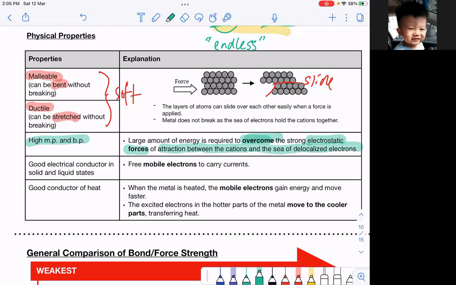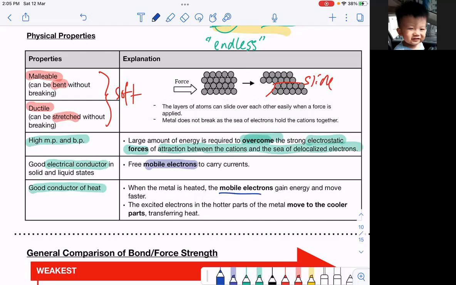Now, this one you can participate. Are they an electrical conductor? They are. Why? Because they have a lot of electrons that are mobile, not attached to the atom, they kick out already. So they can conduct. Good conductor of heat, same reason, because when you heat up, the electrons can run around and pass the energy.